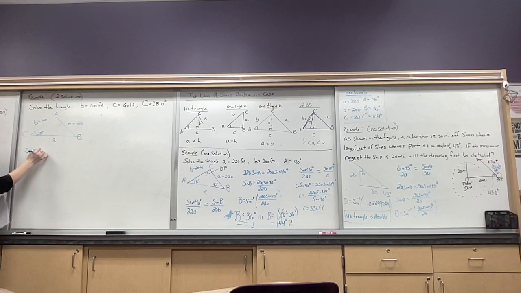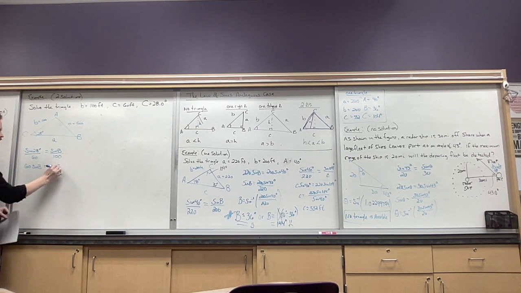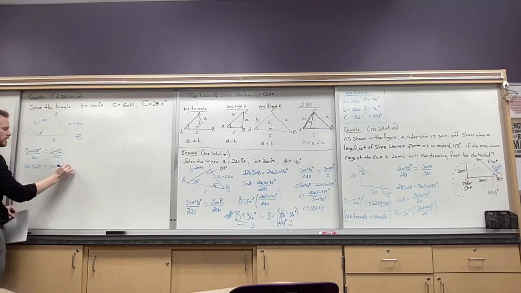So sine of 28 degrees with 60 equals sine of angle B over 100. You could flip them, by the way. If you remember from the first part, law of sines is equivalent even if you flip the fractions. But I like seeing sine first in the numerator. Okay, multiplying, we get sine of angle B times 60 equals 100 times sine of 28 degrees.